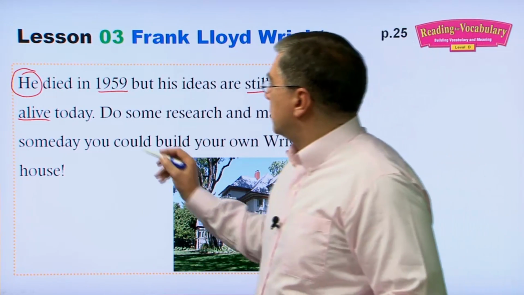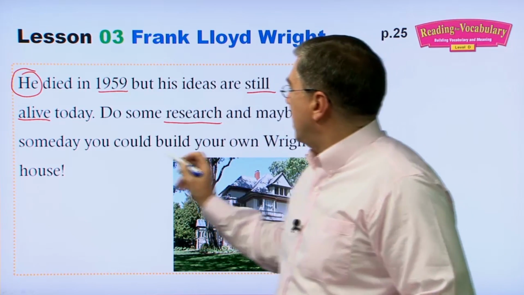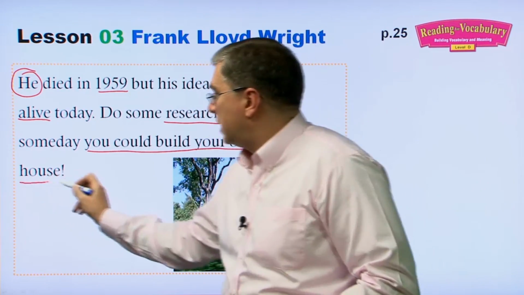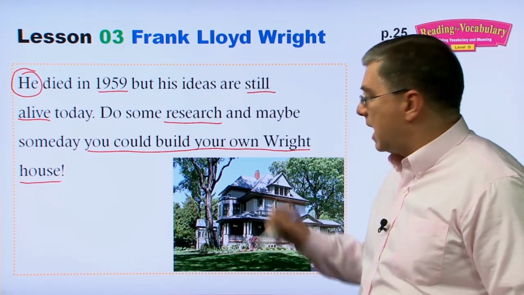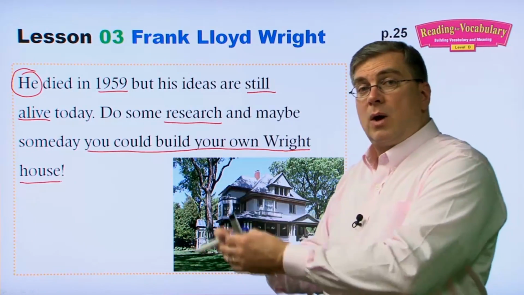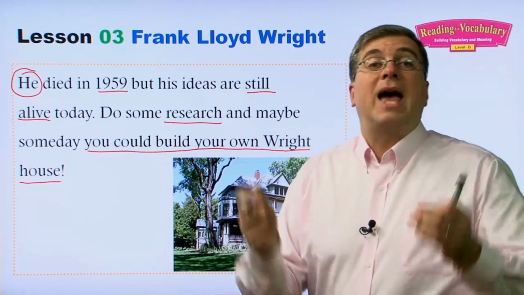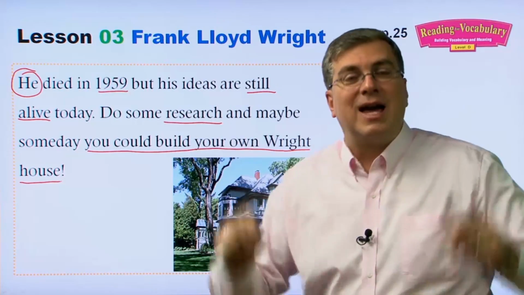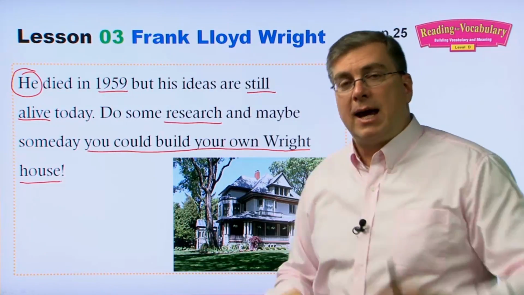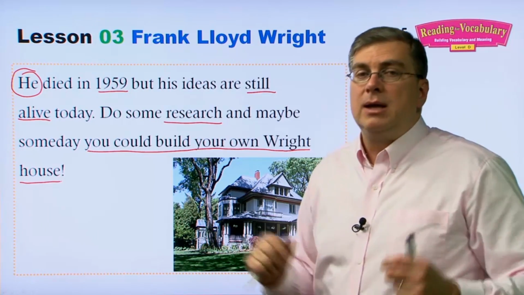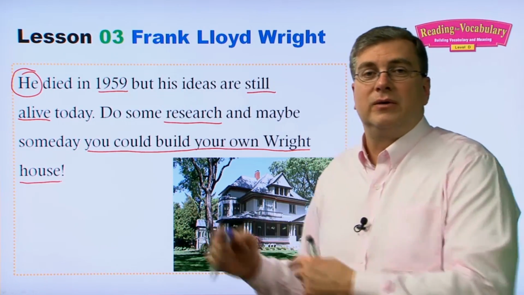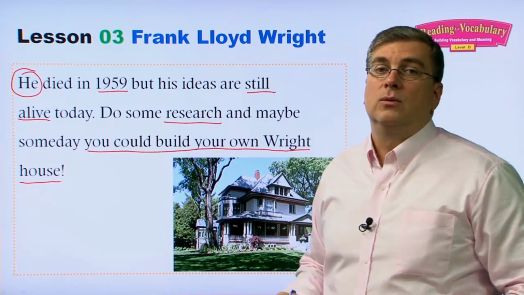How? Because we can do some research. Maybe someday we could build our own Wright house, right? We can copy his designs for his house, and we can build a house similar to the one that he built. And that way we have a Frank Lloyd Wright house, a house that was built according to his creative ideas. And that's how we could maybe, hopefully one day, afford to have a house that was built like Frank Lloyd Wright would build it.